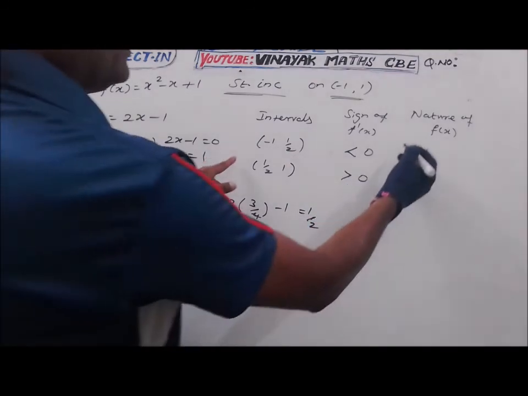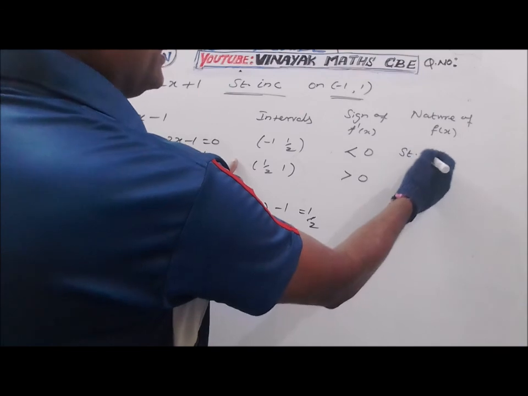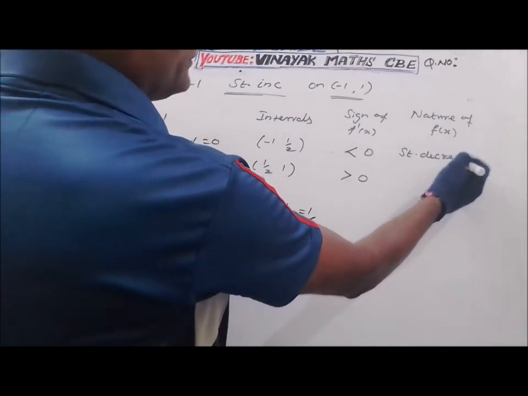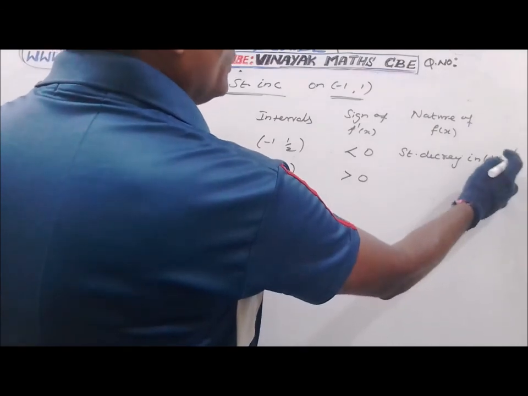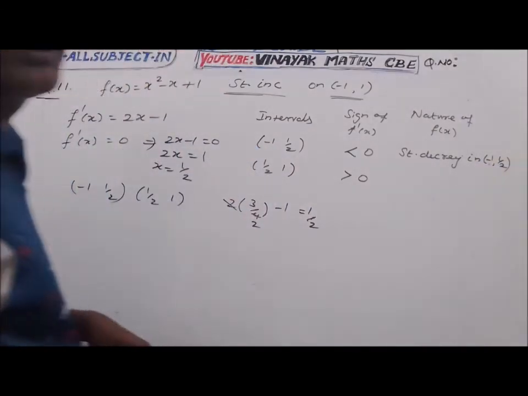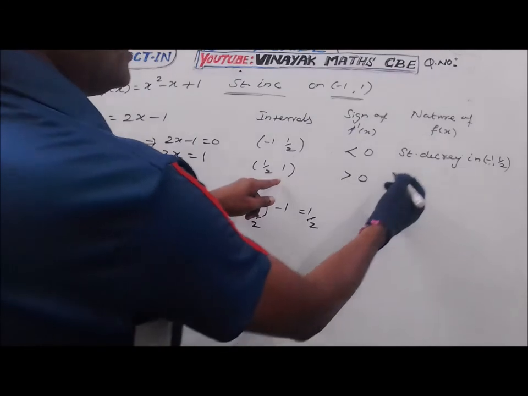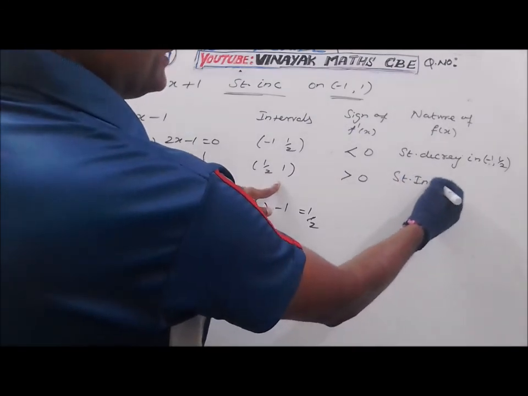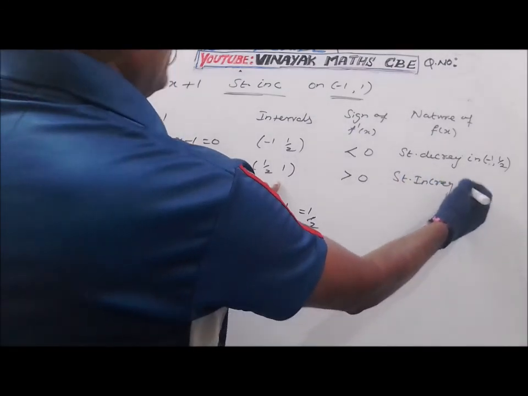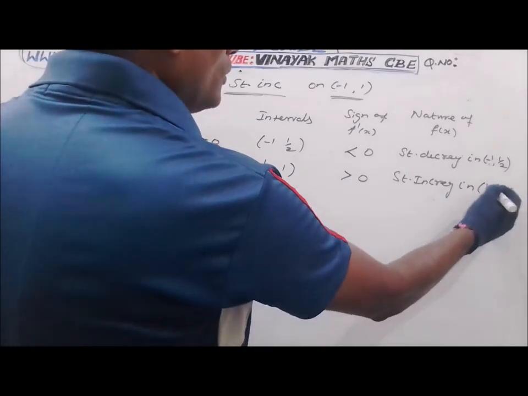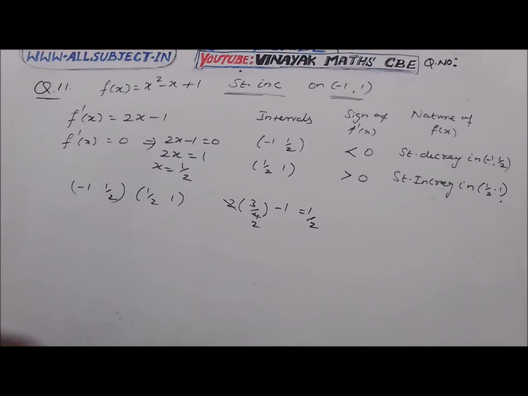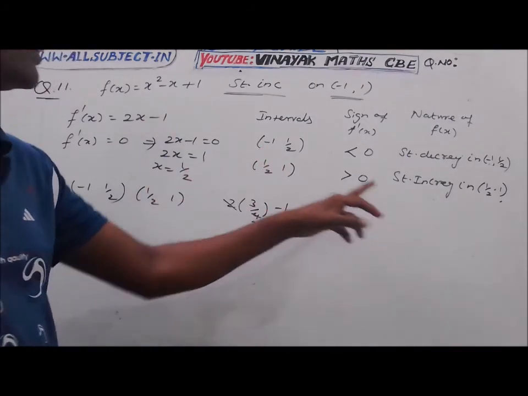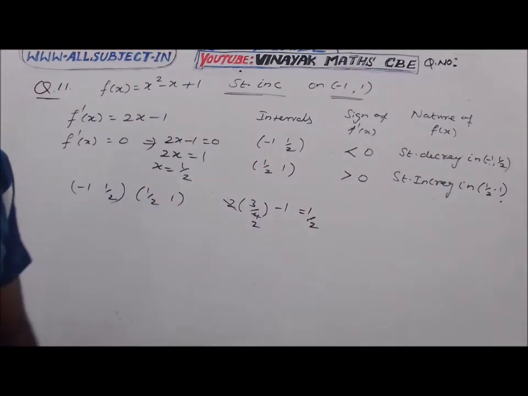This means f of x is strictly decreasing in minus 1 to 1 by 2, and strictly increasing in 1 by 2 to 1. Therefore, the strictly increasing interval is minus 1 to 1 by 2. Strictly decreasing interval is 1 by 2 to plus 1.